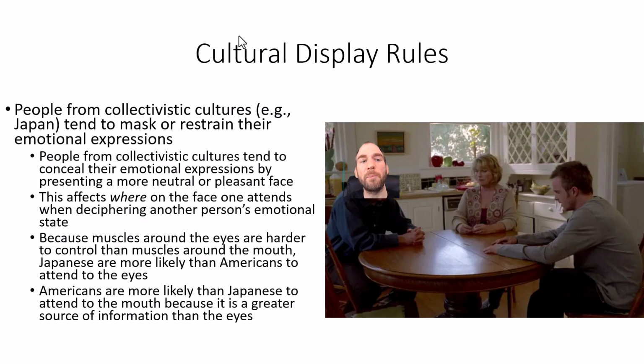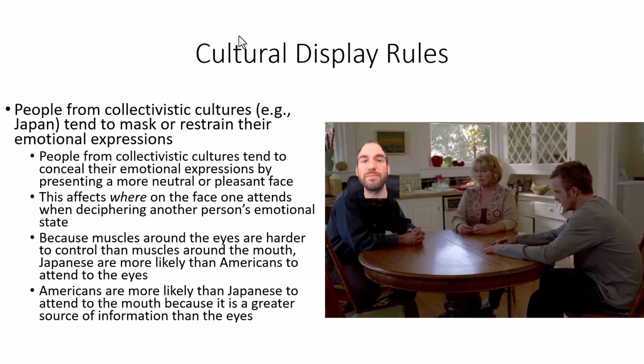For example, people from collectivist countries, again with all the caveats we've talked about with collectivism, e.g. Japan, tend to mask or restrain their emotional expressions. People from collectivist cultures tend to conceal their emotional expressions by presenting a more neutral or pleasant face. This affects where on the face one attends when deciphering another person's emotional state. Because muscles around the eyes are harder to control than muscles around the mouth, Japanese are more likely than US Americans to attend to the eyes. US Americans are more likely than Japanese to attend to the mouth because it is a greater source of information than the eyes.